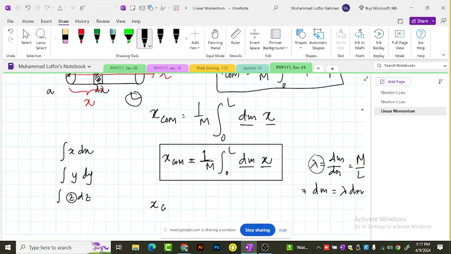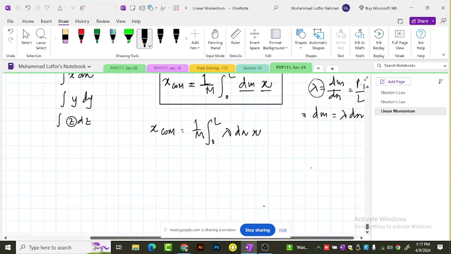Can I write? Yes, sir. Yeah, that's called variable separation. Instead of dm, you can write lambda into dx. Now lambda is constant over here, it's fixed.